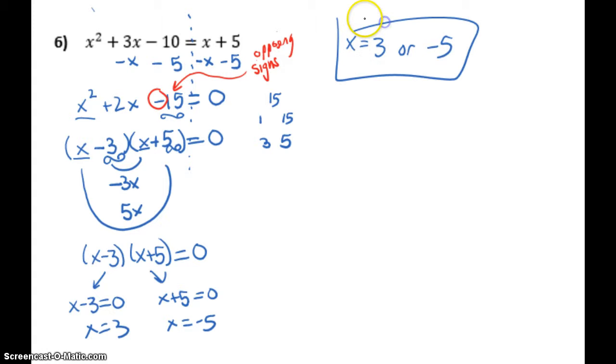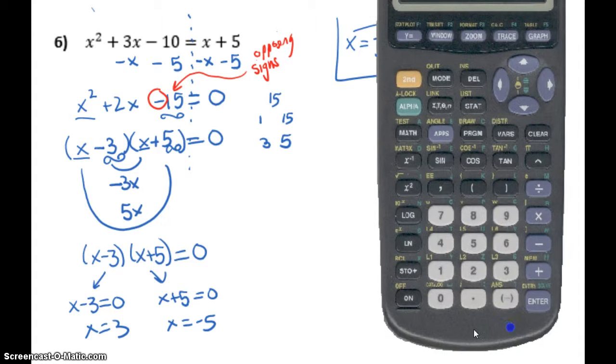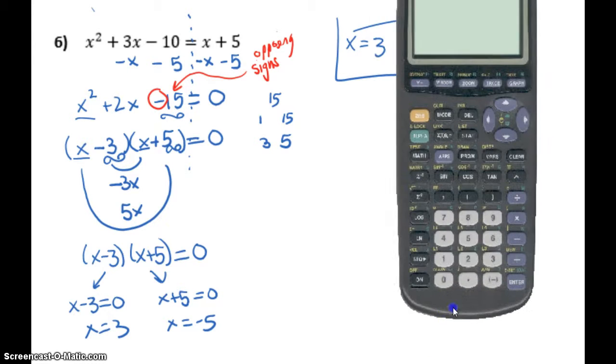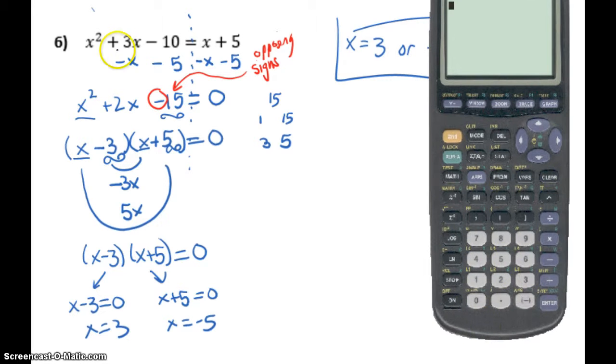And then just for kicks and giggles, you should also take the time to plug in one of these and see what happens. Oh, I can't actually get it on screen. Here we go. Alright, so let me just take the 3 and plug it in to show you what happens. With the 3, I'm going to take 3 squared plus 3 times 3 minus 10. That equals 8. Great. Take that same 3, plug it into this side. 3 plus 5. That also equals 8. So if I plug in 3, I get two things that are equal.